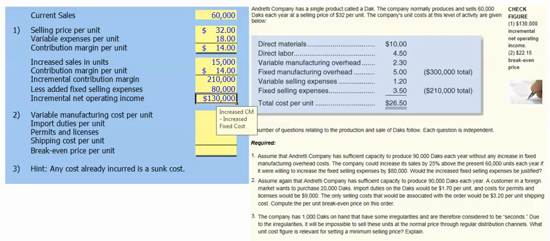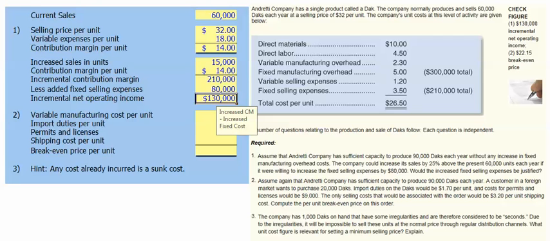again, 90,000 DACs each year, and there's a customer in a foreign market that wants to purchase 20,000 DACs. If the import duties on the DACs would be $1.70 per unit, and the cost for permits and licenses would total $9,000, and our only selling cost associated with the order would be our $3.20 per unit in shipping cost, what would be the break-even unit selling price on this order?